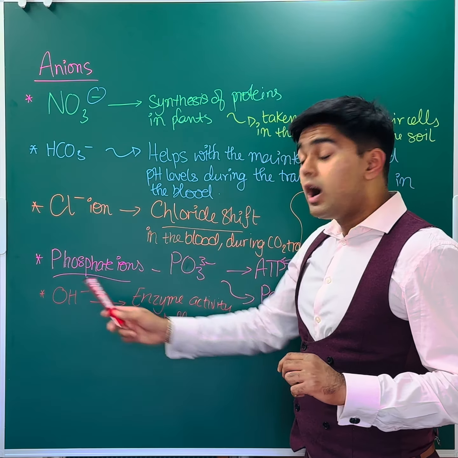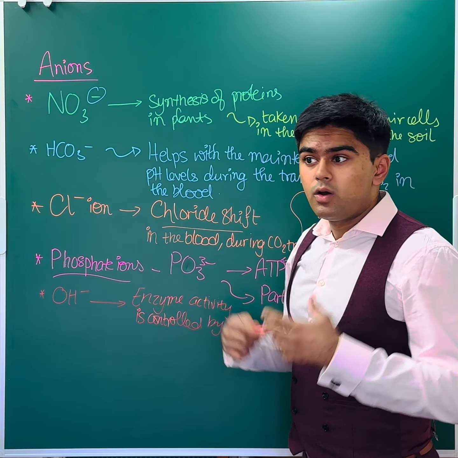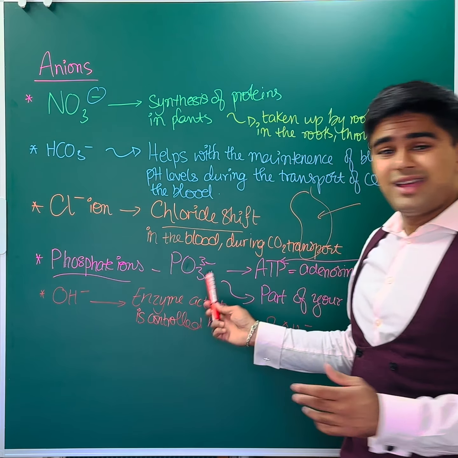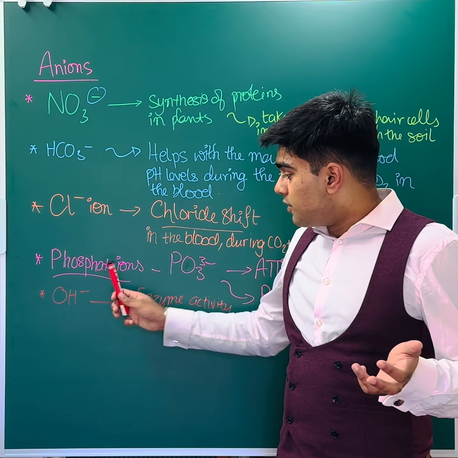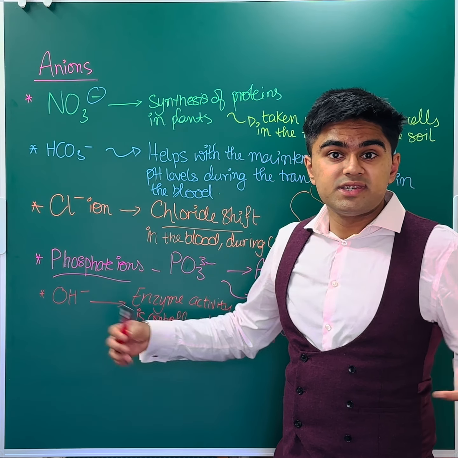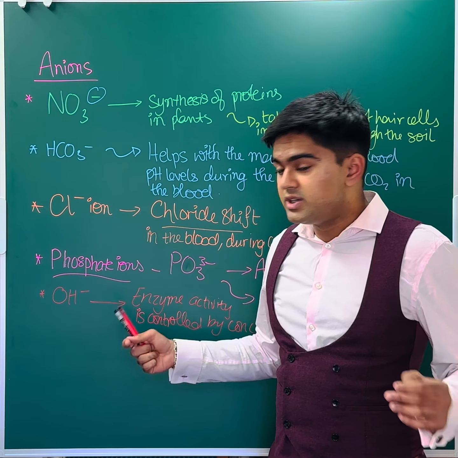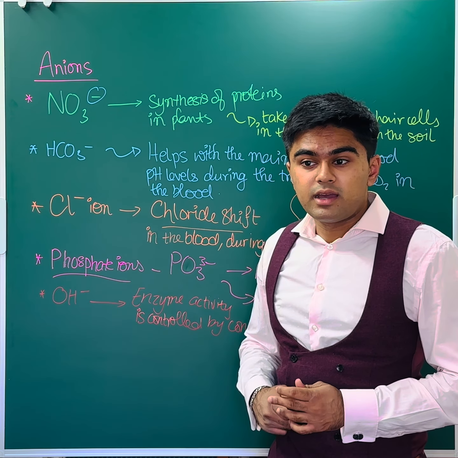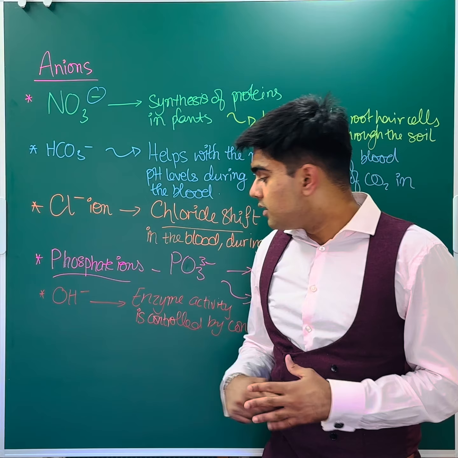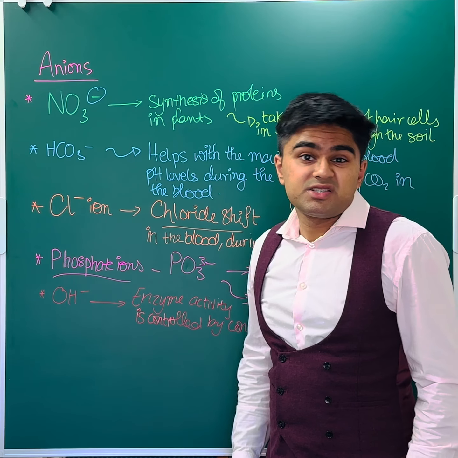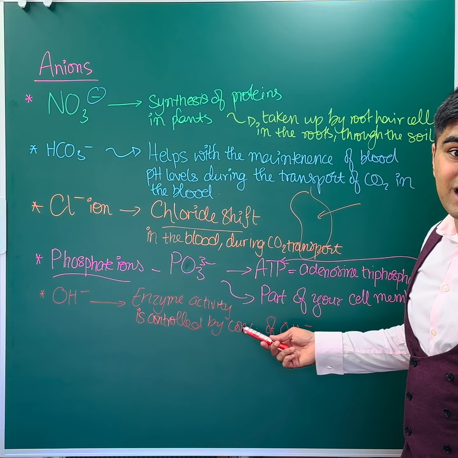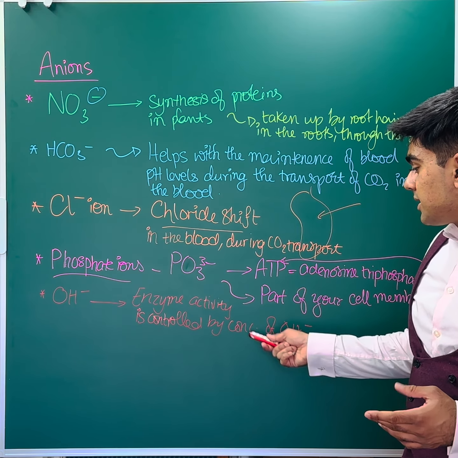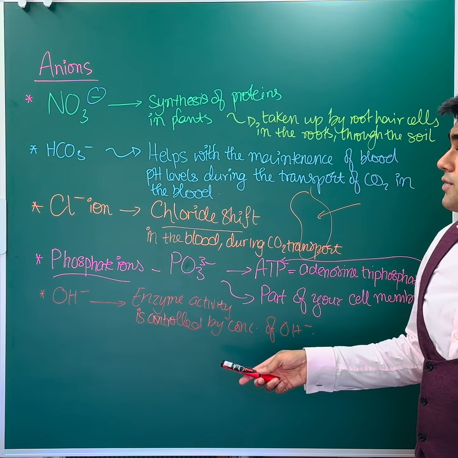Final one, you've got your OH minus ion, hydroxide ion. What is it doing? It helps with maintenance of pH. Just remember H plus, the brothers OH minus. You can say one of them is the dark brother, the dark side in that sense, and one's on the good side. That's just one way of remembering it. So it allows for your enzyme activity to occur, essentially. Okay, your enzyme activity is controlled by OH minus ions.